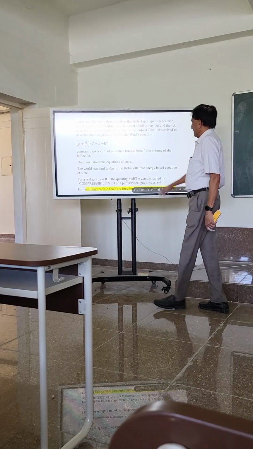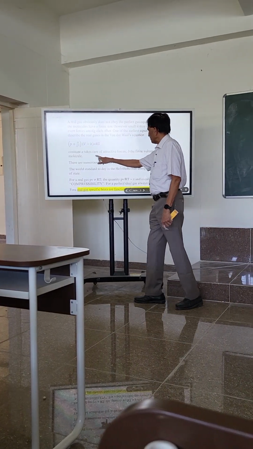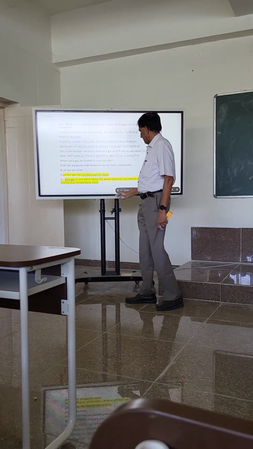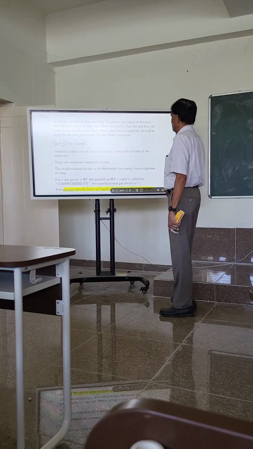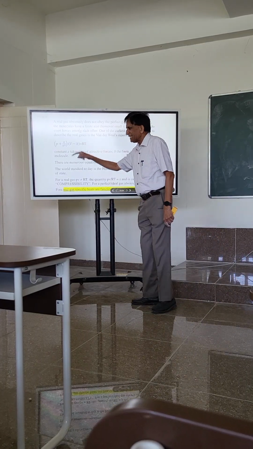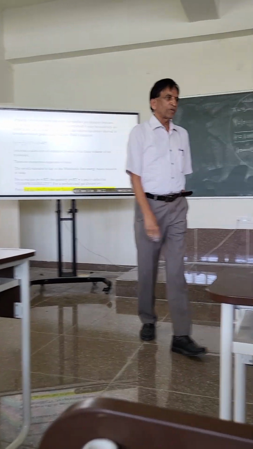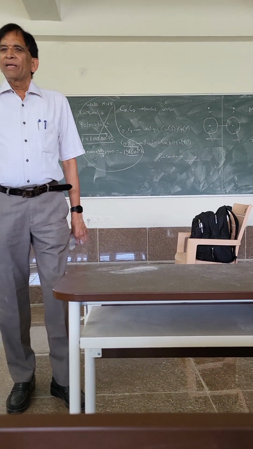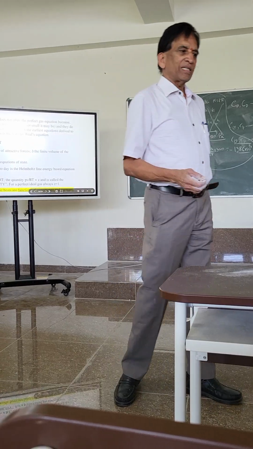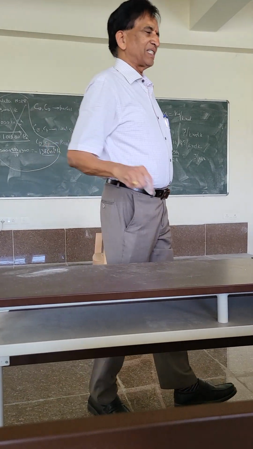So that's what a takes care of, the attractive forces, and b takes care of the finite volume of the molecule. So this is what is called the basic Van der Waals equation of state. It's also termed, at this stage, let's write out, a cubic equation of state. Why is this cubic?